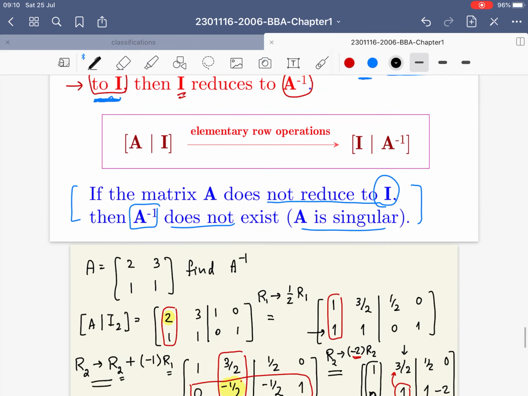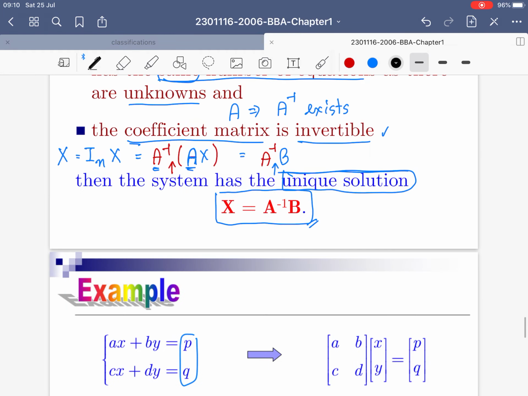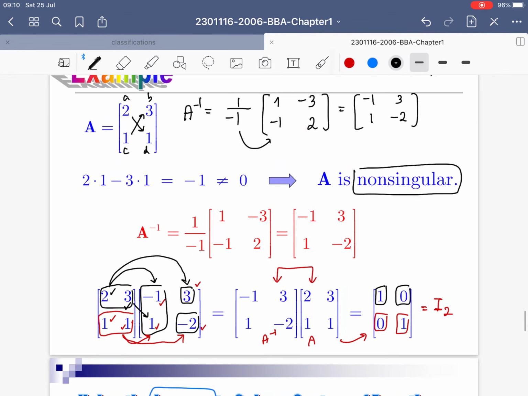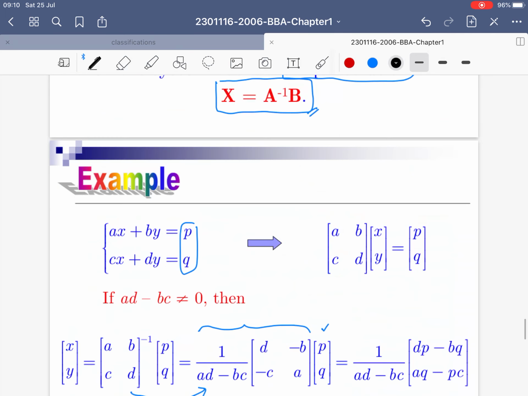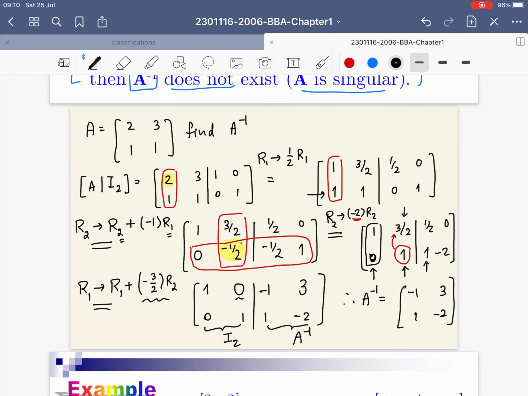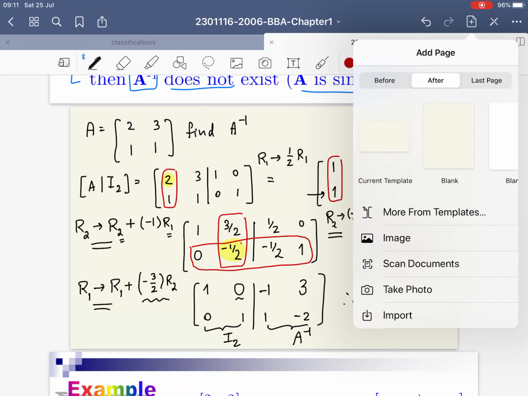Are they the same as what we did previously? You see, negative 1, 3, 1, negative 2. So they are the same. What if we need to solve, okay?